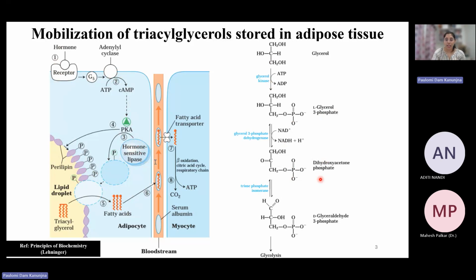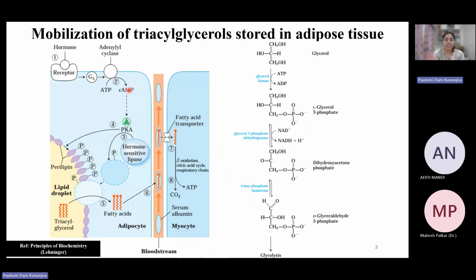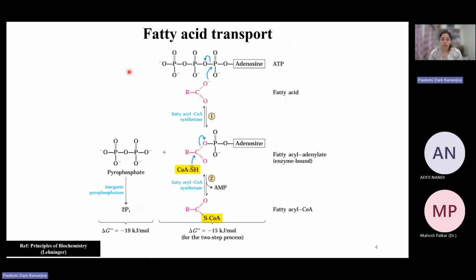So what we have seen is that dietary components have entered the cells, if I go back to the previous slide. If I am mobilizing the stored form of TAG, they are also now in the cell. Before I go into the oxidation, we will first look at the step before your oxidation takes place. How this oxidation actually takes place is what we are going to see now.